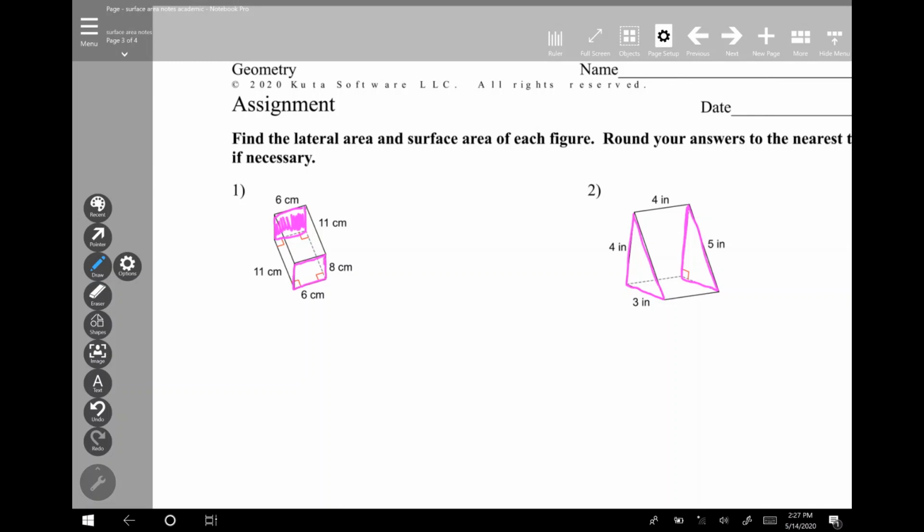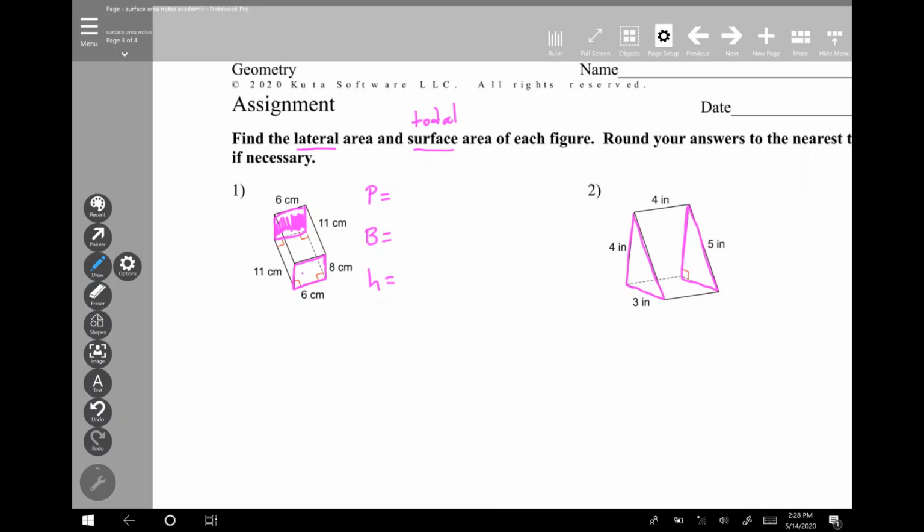So looking at these prisms, we need to find the perimeter of the base, the area of the base, and the height of the prism. You always want to start off with those, okay? Because we're going to be finding the lateral area and the surface area. So we need the lateral and the total. So remember, surface area means total. All right, first thing, perimeter of the base.